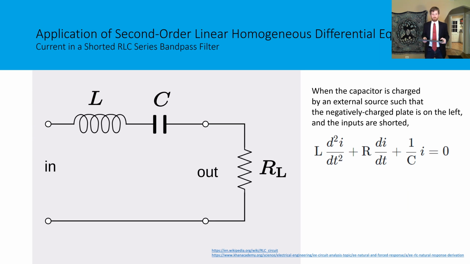Another application. Here is a schematic of an RLC series bandpass filter. R for resistor, L for inductor, C for capacitor. If we remove whatever input voltage source exists on the input terminals, and we short the input terminals and close the circuit, then the current in the circuit can be modeled using the second order linear homogeneous differential equation that you see on the right.